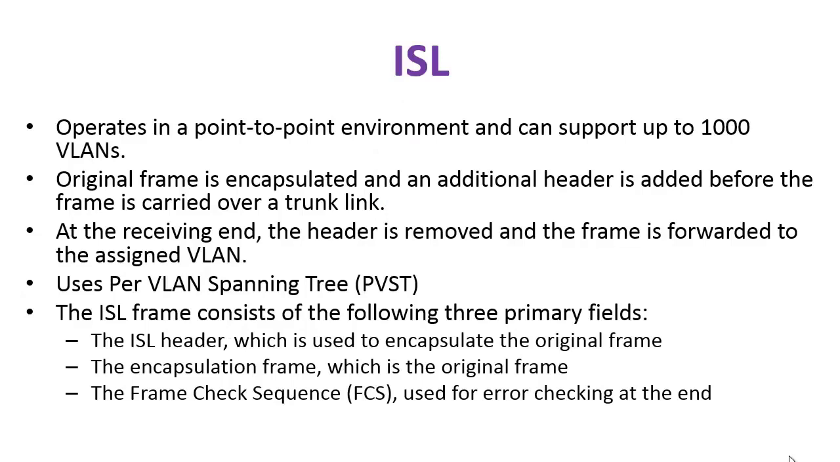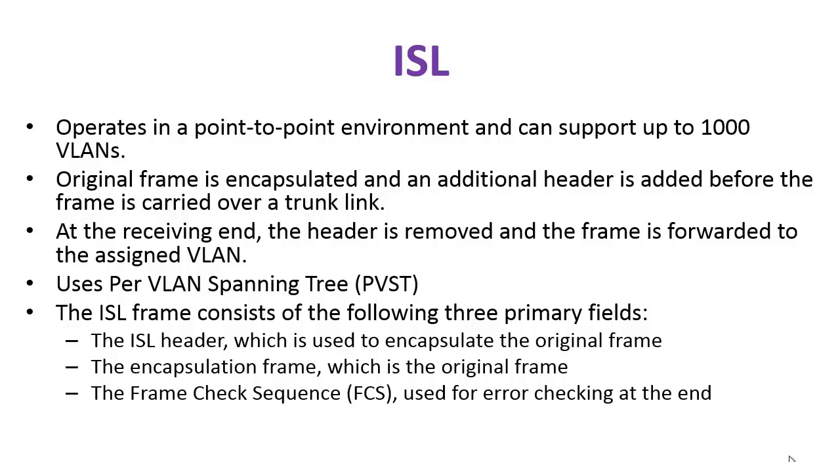Now ISL operates in a point-to-point environment, and it can support up to 1,000 VLANs. The original frame is encapsulated, and an additional header is added before the frame is carried over the trunk link. Then at the receiving end, that header is removed and the frame is forwarded to the assigned VLAN. There are some other things about ISL that you should know, such as the support for PVST and the ISL frame information. This is information that will be beneficial for your test.